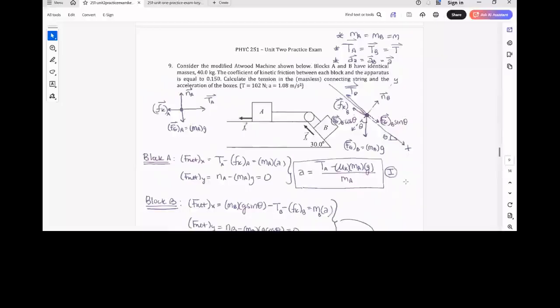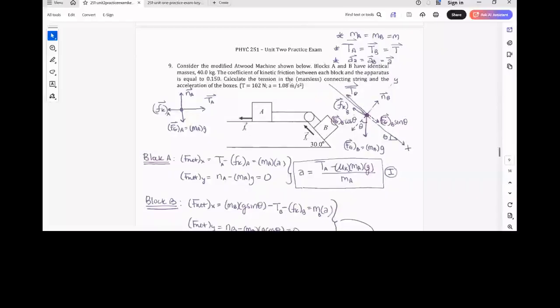Now, number 9 is a more complicated Atwood machine. This is a modified Atwood because it's not just two blocks moving vertically. Here we've got one block that's on a flat surface, one that's on an incline whose value we know. We know our two blocks have the same mass, 40 kilograms in this case, but they're on rough surfaces. And since it's the same surface and two identical blocks, this coefficient of kinetic friction that we're given applies to both block A and block B.